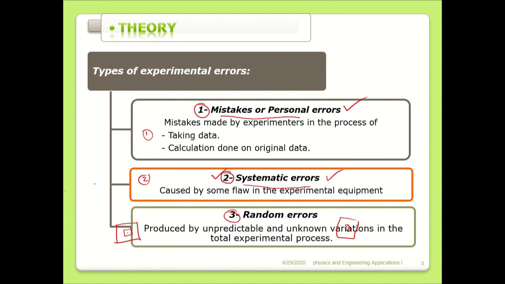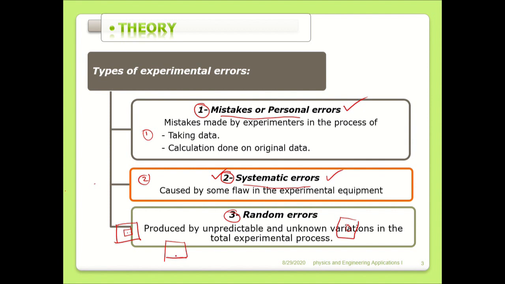And there are some other, random reasons that lead to mistakes. So that's what we call a random error. That means it is due to unpredictable and unknown variations in the total experimental process. Sometimes the experimental process is wrong. If you have a wrong experimental process, we will end up with mistakes. So these kinds of errors we call random error.